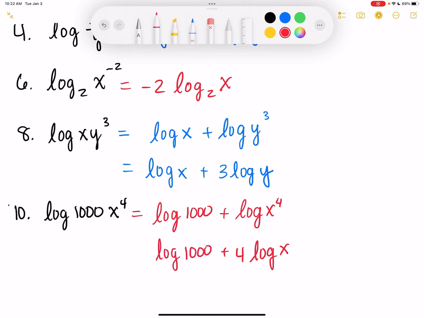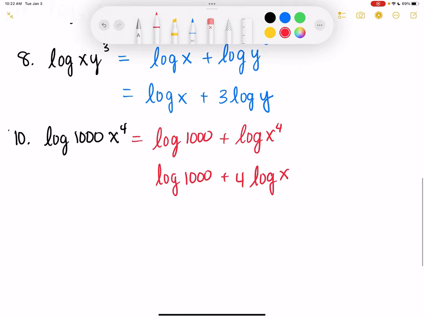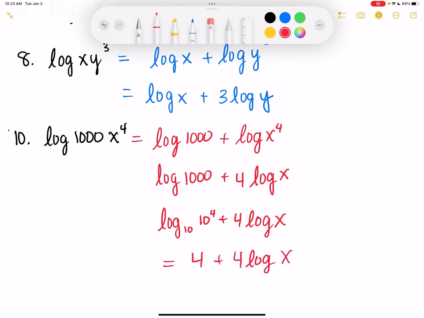Now, again, if you were to leave it there, I'm okay with that. However, the log of 1,000 is actually a number, so the book will rewrite it. Think about this as log base 10 of 10 to the 4th power plus 4 log of x. Remember, the 10 and the log cancel, and it gives you 4 plus 4 log of x. So this is how your book will write it. I'm okay with you stopping here, though.